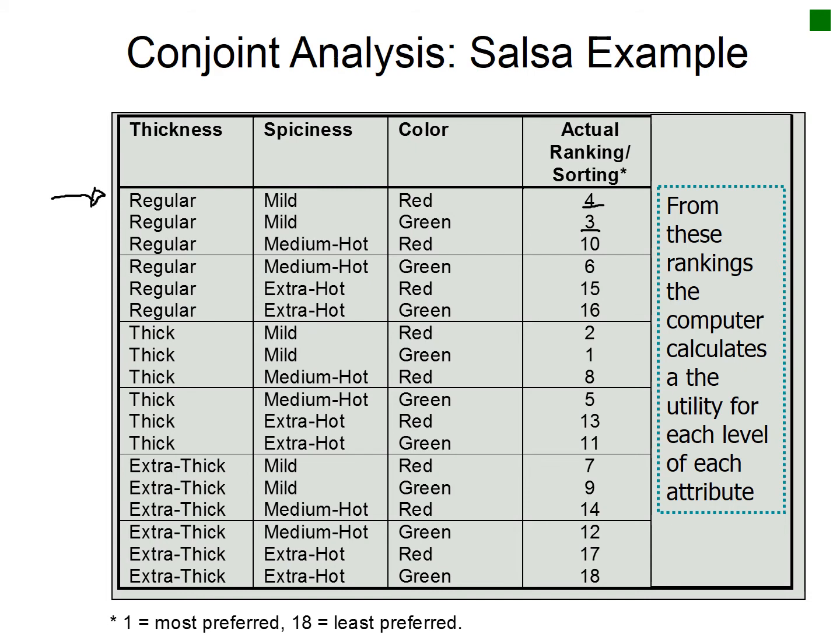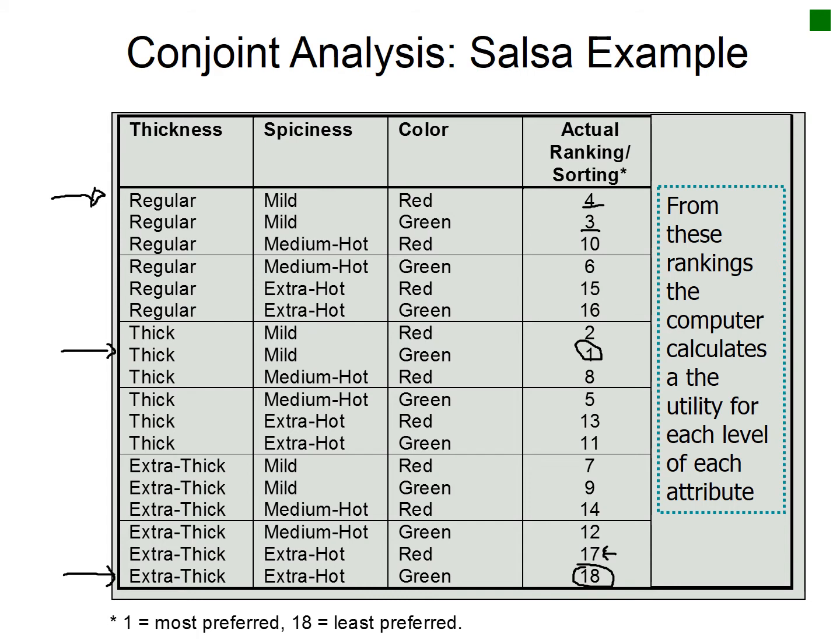We see the number 1 most preferred is thick salsa. That's mild, that's green. That was number 1 right there. The least favorite is extra thick, extra hot, green. So extra thick, extra hot red was actually preferred in this case. So red beat out green. So we need to know a little bit more information.